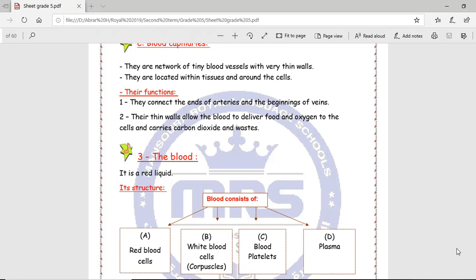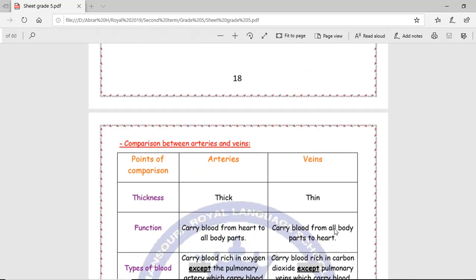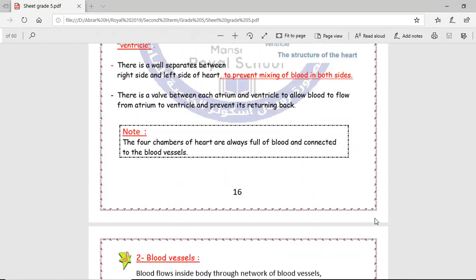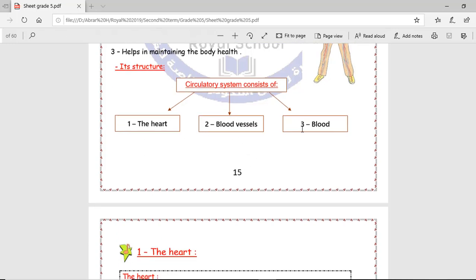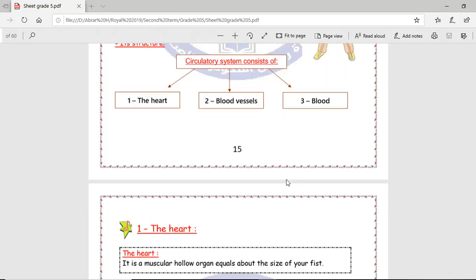Hello my dear students. Today we will continue talking about the human circulatory system. We previously said that the human circulatory system consists of three main parts, which are the heart, the blood vessels, and the blood. We talked about the heart and the blood vessels, and today we will talk about blood.